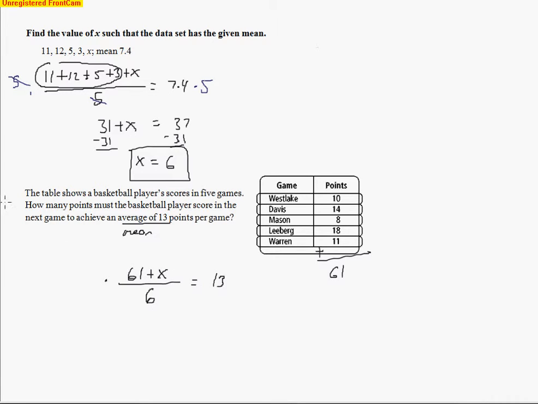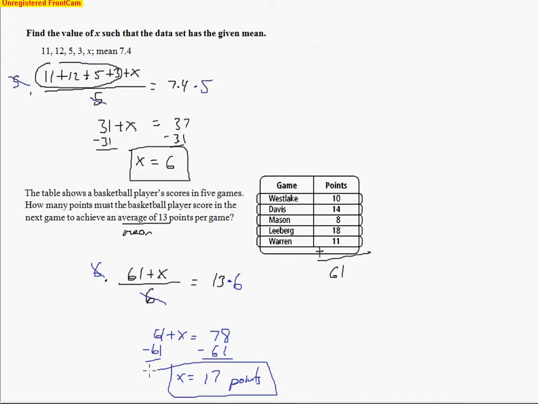So the first step I'm going to do is the same thing as last time. I'm going to multiply by 6 to cancel out the denominator, and do the same thing on the other side. So this ends up giving me 78. 6 times 3 is 18, carry a 1, makes 78 equals 61 plus x. So I just need to subtract the 61 from both sides to give me the value of x. x is 17 points.